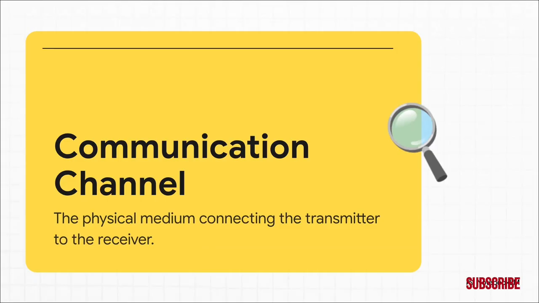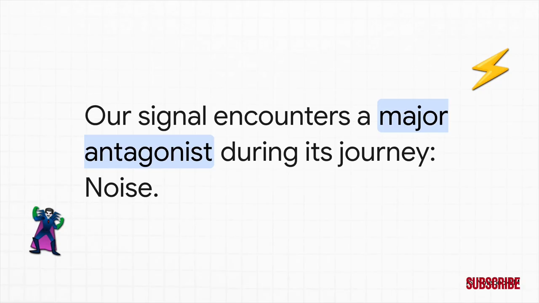Okay, so let's look at that middle piece we just skipped. What actually connects the transmitter to the receiver? That is your communication channel. Think of it as the highway your signal drives down to get from point A to point B. This medium could be a physical copper wire, fiber optic cables, or just straight-up free space if we're using wireless antennas. But, as you probably guessed, this highway isn't perfectly paved.